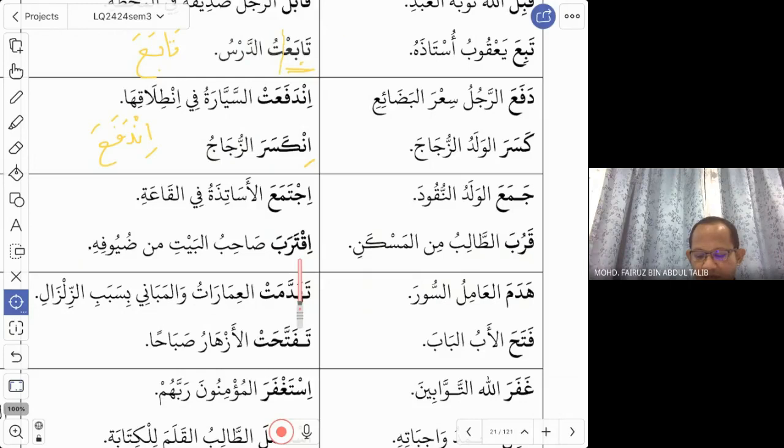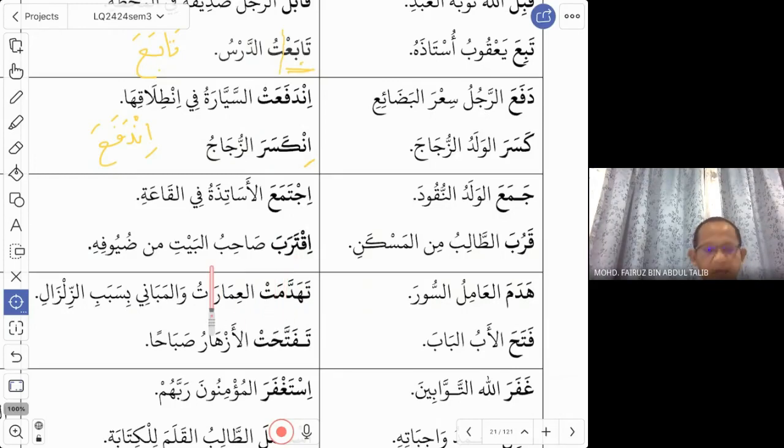Now from the fi'l qaruba, it is changed to iqtaraba. You still have the qaf, ra, and ba, but you have additional letters alif and ta. Okay, iqtaraba. So now this is fi'l mazid. Iqtaraba sahibul baiti min duyufihi. And the meaning is similar to qaruba, more or less similar, meaning to be near, to come near to. Qarubat talibu, to be near to. Iqtaraba, to come near to.